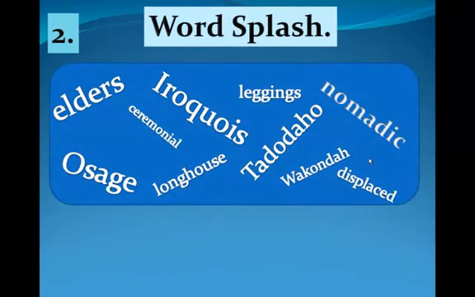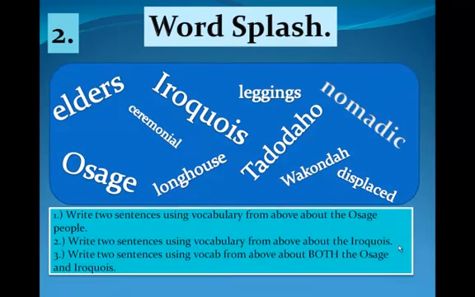Another structure we might use is called the word splash. You put all the words that you want them to know and that they have been studying, and you can have these directions. You can write 2 sentences using that vocab about the Osage people. You can write 2 sentences using those words about the Iroquois, and then here comes the compare and contrast bit. Write two sentences about both the Osage and the Iroquois. Kids love word splashes.